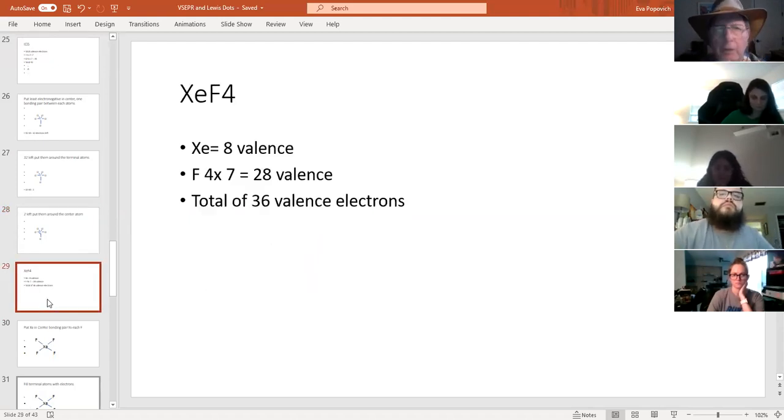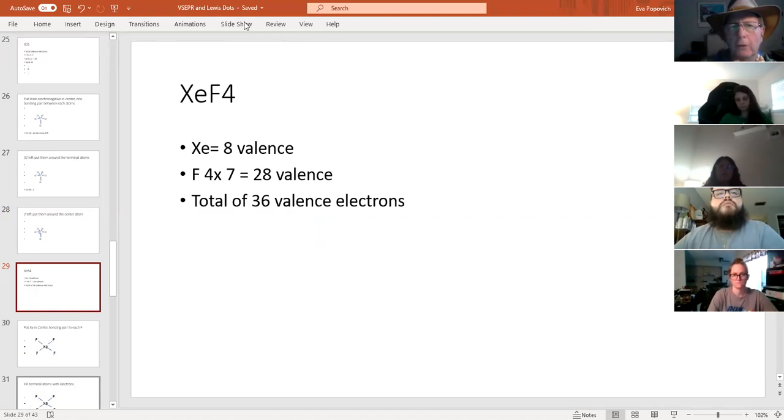Yes, the inert gases will react and make compounds. XeF4 exists. I've got my Xe. It's got 8 valence electrons. My 4 fluorines have 7 each for 28. I've got a total of 36 valence electrons.